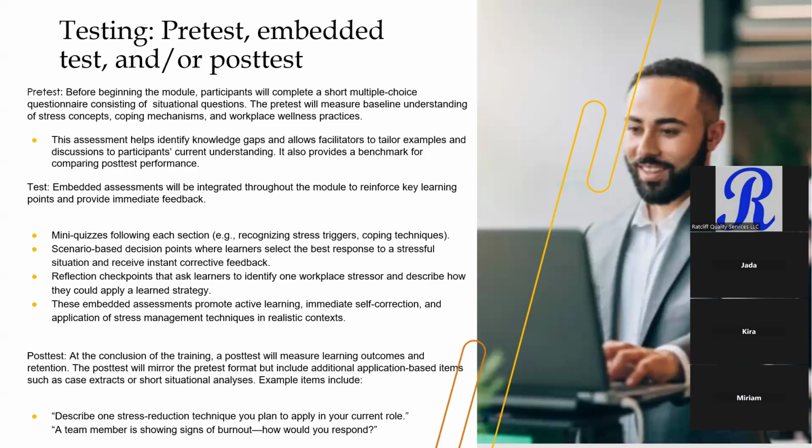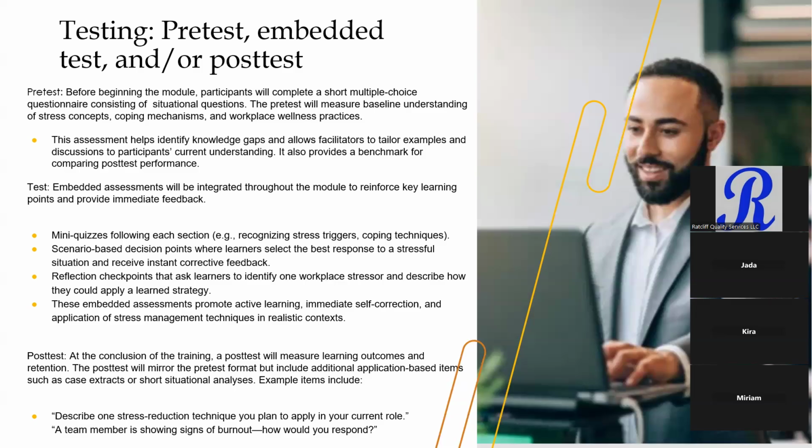These embedded assessments promote active learning, immediate self-correction, and application of stress management techniques in realistic contexts and environments. The post-test will be a conclusion of the training. The post-test will measure learning outcomes and retention, to see if you're actually using these techniques in your everyday life, not just in the workplace, but outside in the real world.